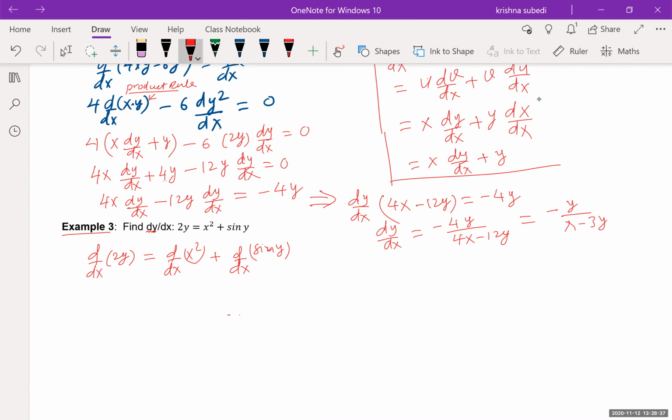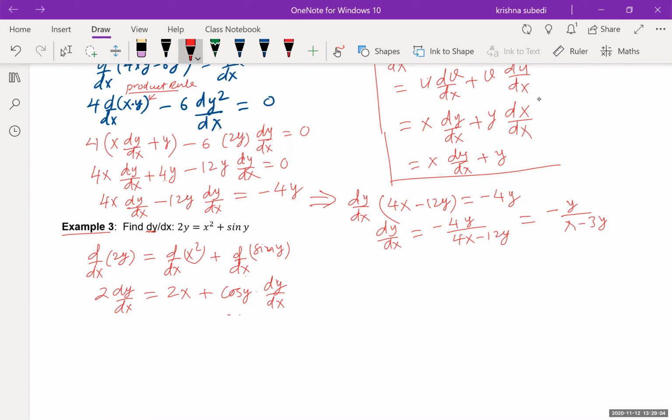So the derivative of this will be 2 dy over dx equals the derivative of this, which will be 2x, because x and x are the same variable, plus the derivative of sine y, because y and x are different variables. So what we do is the derivative of sine y is cosine y, and since the variables are different, we write one factor dy over dx like that.